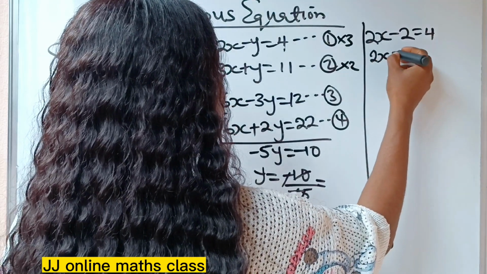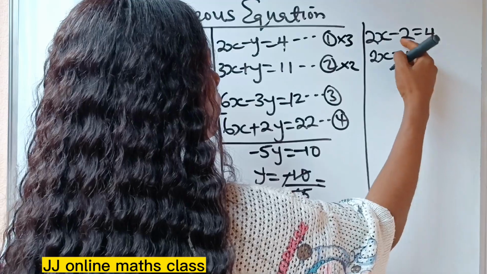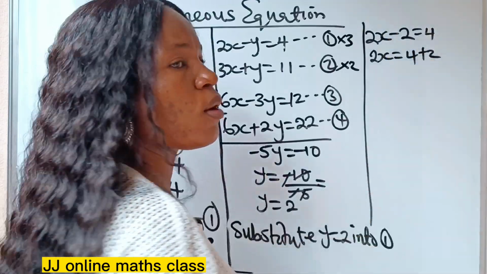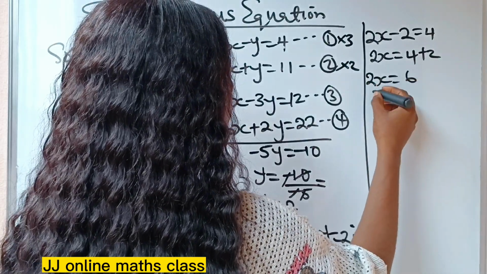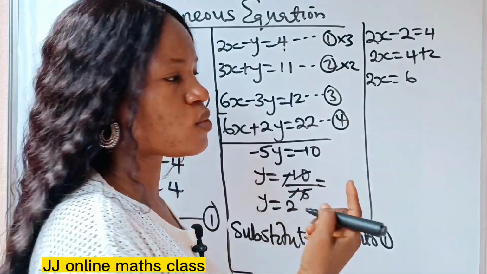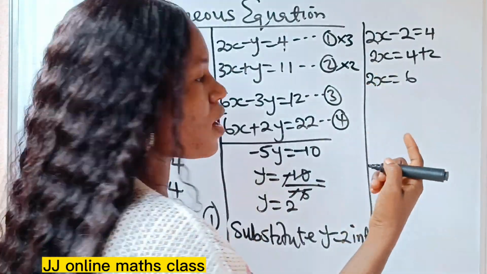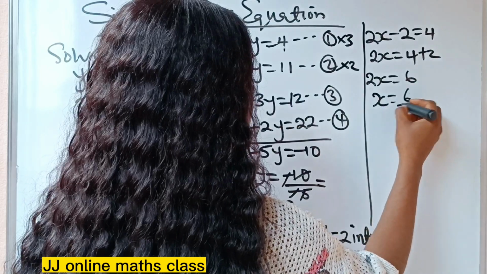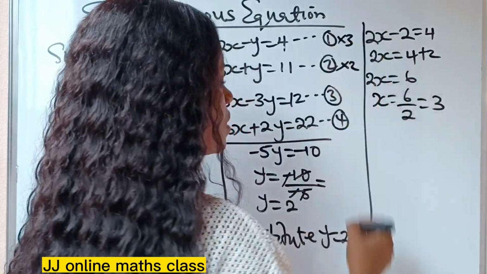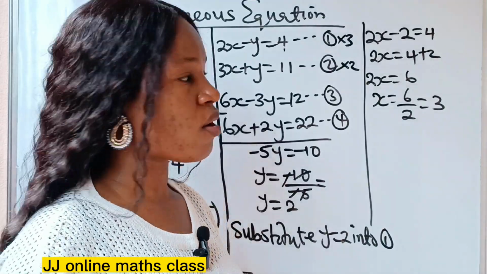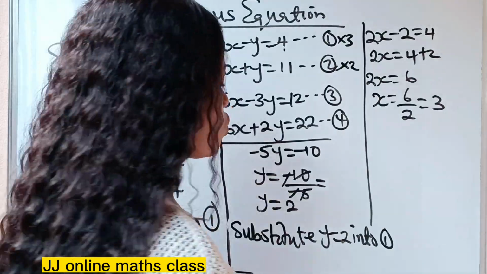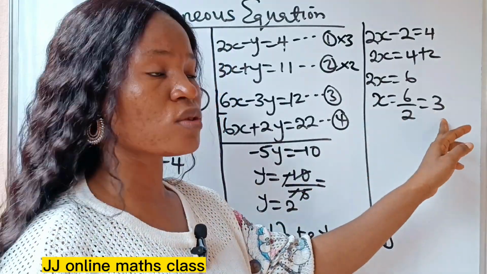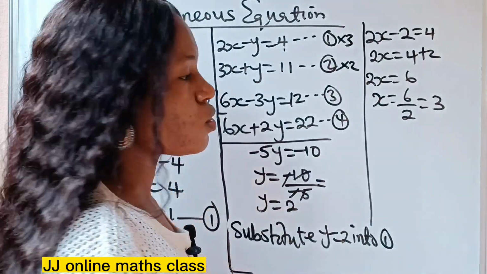So we have that 2x is equal to 4 plus 2, since this minus 2 crosses over to become plus 2. So 2x is equal to 6. Then to get the value of x, we divide both sides by 2, so x is 6 divided by 2, which gives us 3. Now let's check if we are correct. If x is equal to 3 and y is equal to 2.